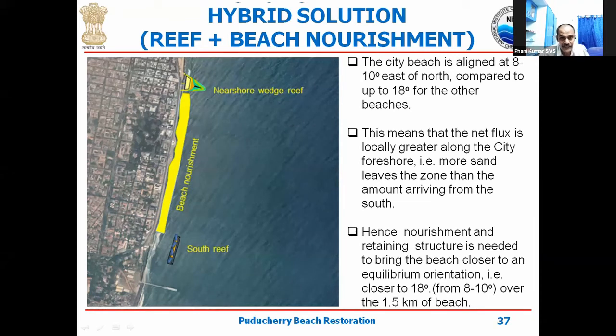The left-hand side shows the view where a triangular wedge is shown in the northern region, which is labeled nearshore wedge, and a southern reef, which was our proposed solution as part 2 of this project, on the southern side of the city, which will ensure the beach for the Pondicherry area. This is the solution. Next slide, please.